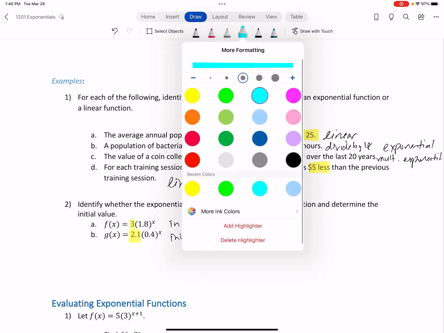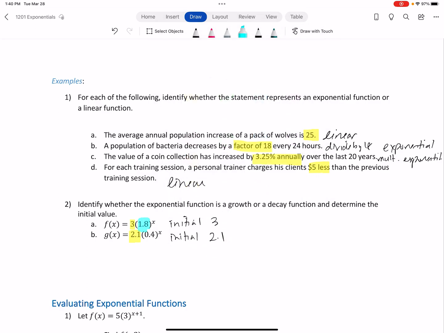To determine growth or decay, we look at that number b. So a times b to the x. A is the initial value. B is the growth or decay. If b is bigger than 1, it's going to grow. If b is less than 1, it's going to decay. So in this one, b is 1.8, so that's a growth. In this one, b is 0.4, so that's a decay.